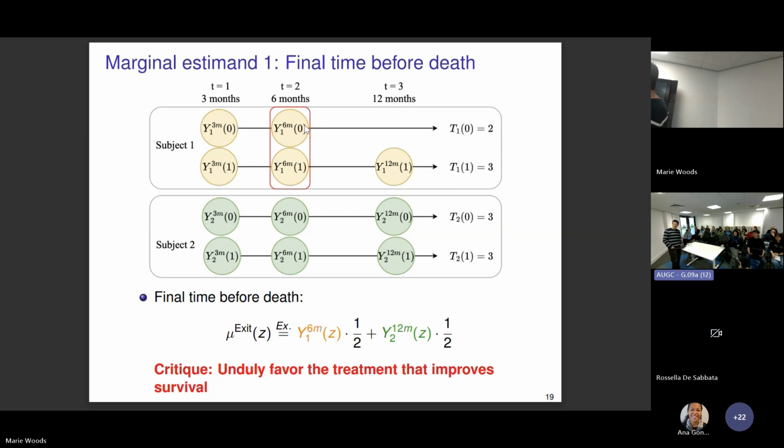So chances are that this Y1 6 months 0 is pretty bad, because this is something that's measured right before death. In comparison, this Y1 6 months 1 is probably going to be okay, because this subject is going to survive for another 6 months at least. So if we only look at the last time point, then usually for the treatment that improves survival, in this case treatment 1, their outcome will be pretty okay. And for the other treatment, their outcome will most likely be pretty bad.